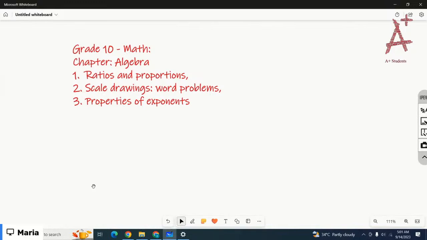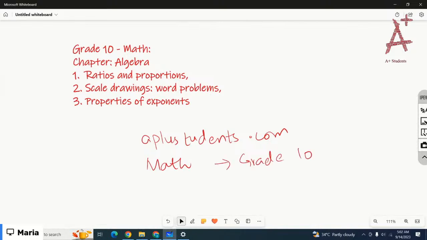We are here for grade 10 math. You can find all the lessons on aplusstudents.com. You have to log in there using your email address and password as provided by the administrator. Then you have to select math from the subject tab. Scroll down to grade 10 and then click on view all lessons. There you can find a list of the chapters.